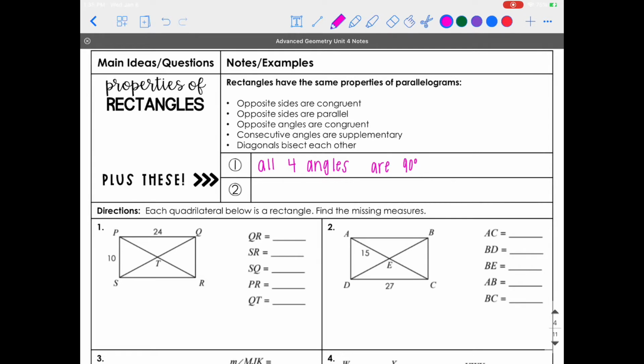And number two, the diagonals are congruent. So I'm going to draw a rectangle.